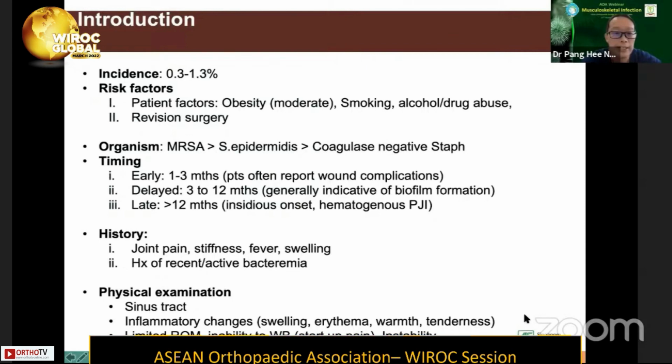In the history, usually there's pain, stiffness, fever, and swelling, and we ask for recent or active bacteremia, especially with regard to pneumonia, urine, or ulcers, infected ulcers in the lower limbs. On examination, we are looking out for a sinus tract, inflammatory changes, and limited range of motion, stiffness. Usually, if the implants are loose, they have loss of startup pain. Instability, such as hip dislocation, could be a symptom of PJI.